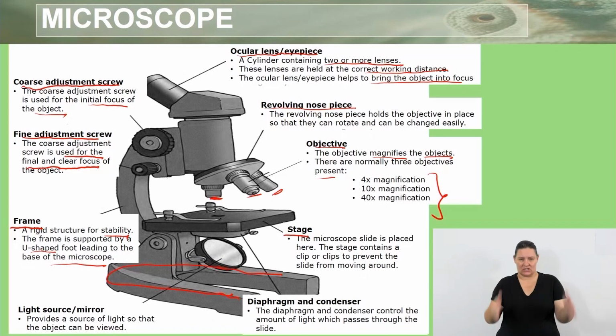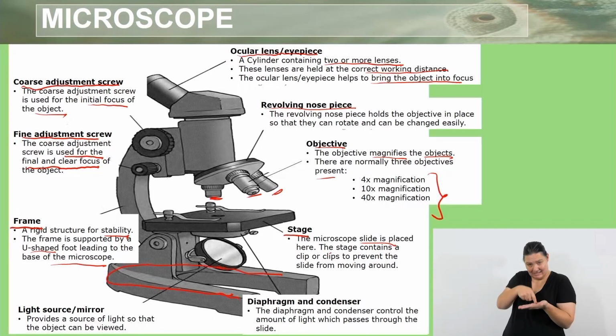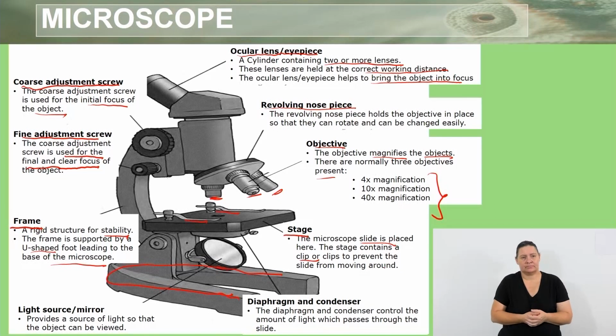So the stage of the microscope is where you place your microorganism or the slide. So here the stage contains a clip. As you can see, these are your clips over here. So it contains clips to prevent the slide from moving around. So these clips are there to hold the slide on the same place so that whatever specimen you're observing, it doesn't move around and you can get a clear picture of what they look like.